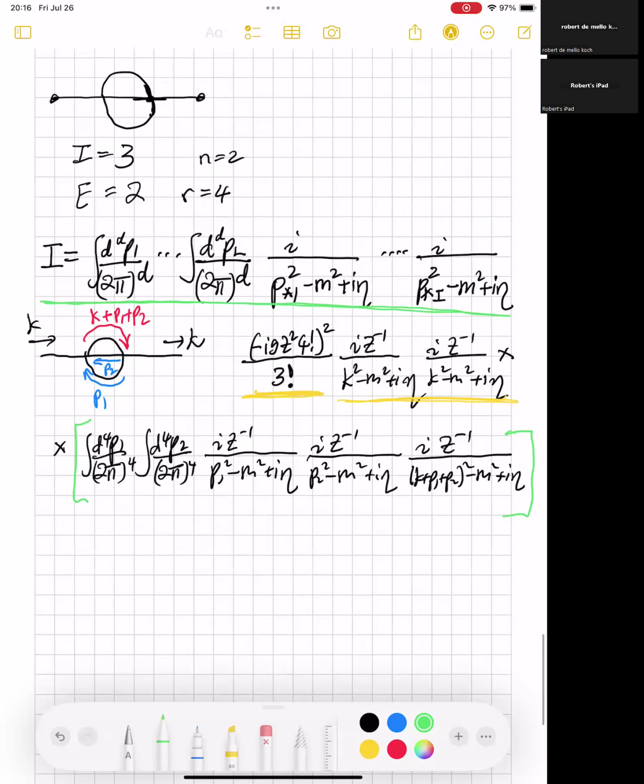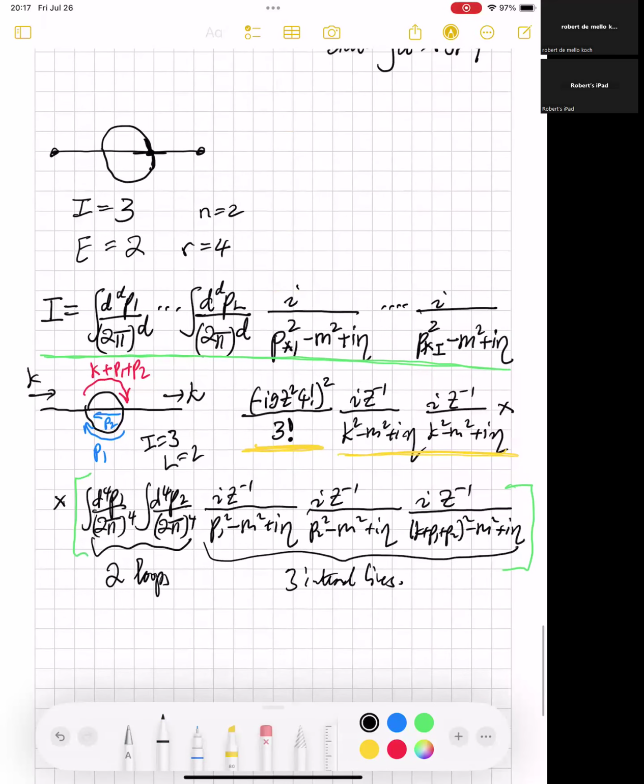Good. And for this diagram, of course, we know that there are 3 internal lines. That's why sitting here, we've got 3 propagators. And you can see it's p_1 squared, p_2 squared. And then this one is not related to one of the momenta that we're integrating over. It's some linear combination. And we also know that there are 2 loops. So this is here because we've got 2 loops. And this is here because we have 3 internal lines, okay? And that illustrates this formula underlined in green that we're trying to analyze. Great, we'll keep going in a moment.